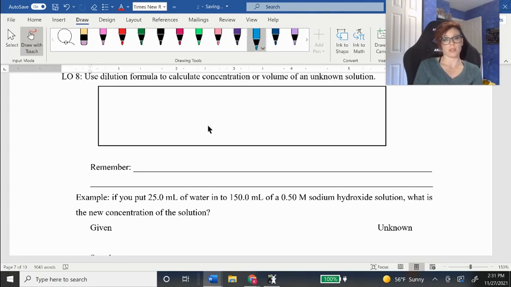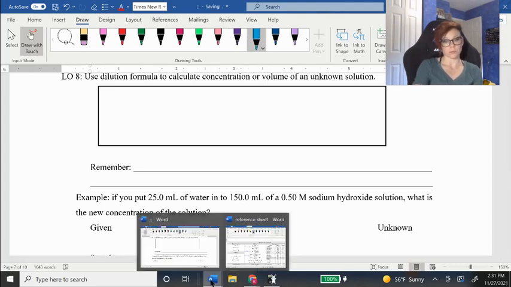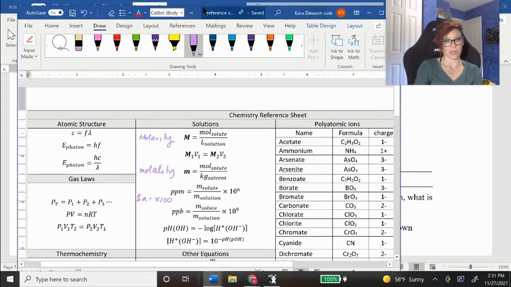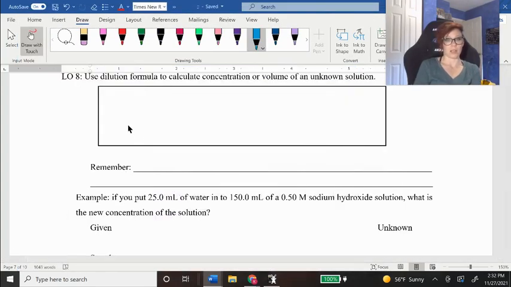So your dilution formula is on the back of your periodic table, and you can see this here. Here is your dilution formula. So the dilution formula is M1V1 equals M2V2. This is molarity 1 times your volume 1 equals your molarity 2 times your volume 2. Now, this can be any concentration. It doesn't matter if it's molarity or something different. You can use this with any concentration that you have, essentially. But normally it's used with molarity.